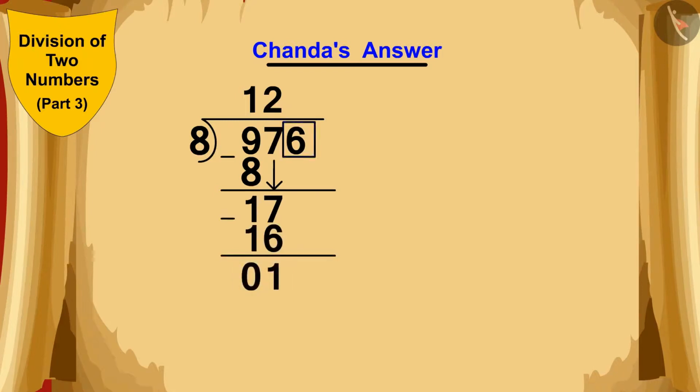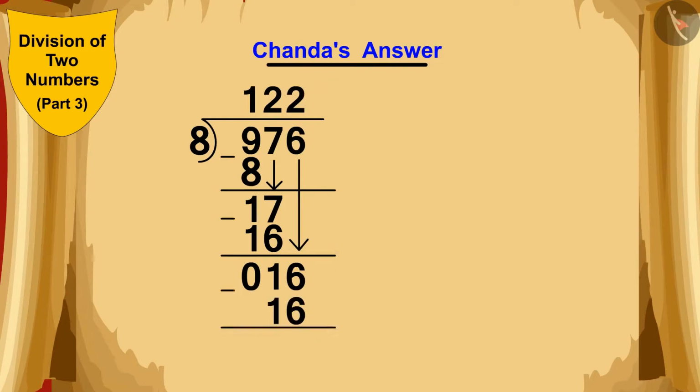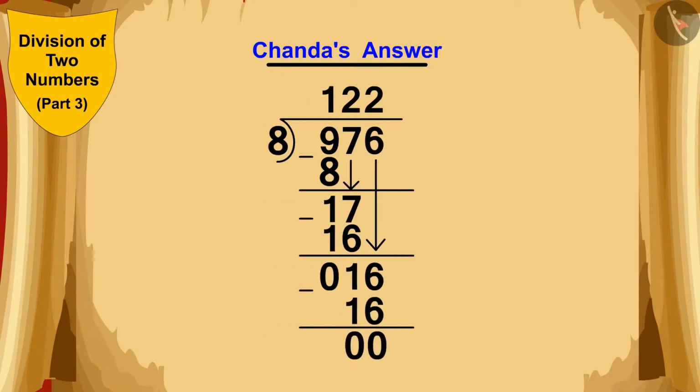Finally, Chanda wrote down the next number, 6, next to 1. Once again, she thought that 8 times 2 is 16. So she could divide 16 by 8. She quickly wrote 2 above, and at the bottom she wrote 16. 16 minus 16 is 0. In this way, Chanda got the answer of 122 rows.